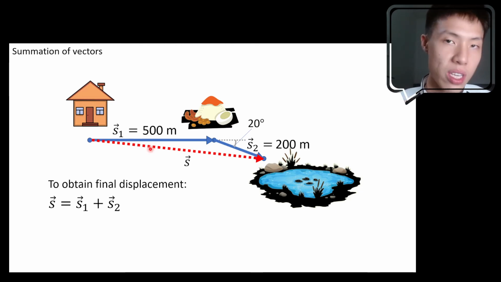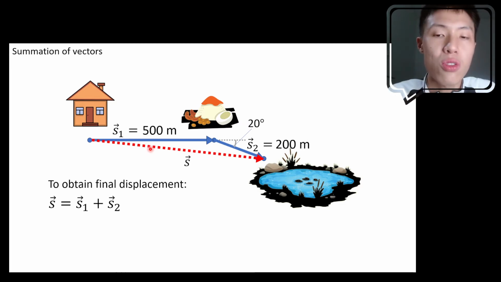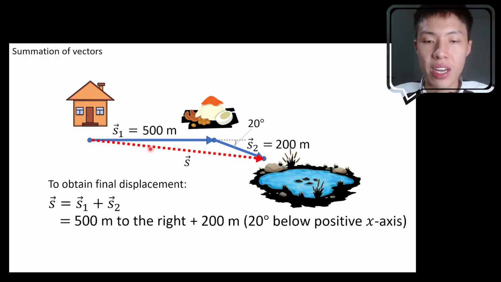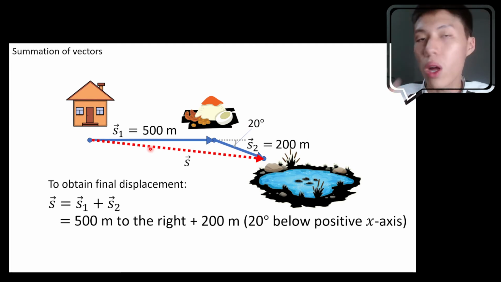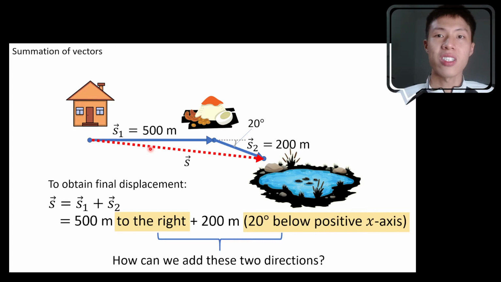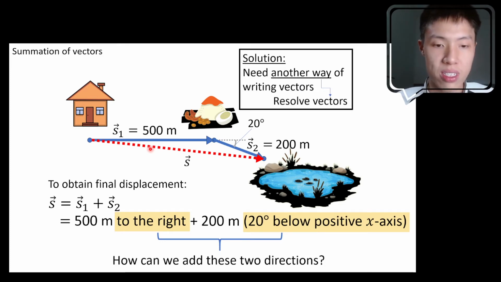But what if today we cannot do it by drawing? You don't have a very good ruler, you don't have a very good protractor, but you only have 500 meter to the right and 200 meter 20 degree below positive axis. What if you only have these details and you are asked to perform calculations instead of geometry? How do you add up these two directions? And that is where resolving vectors come in.